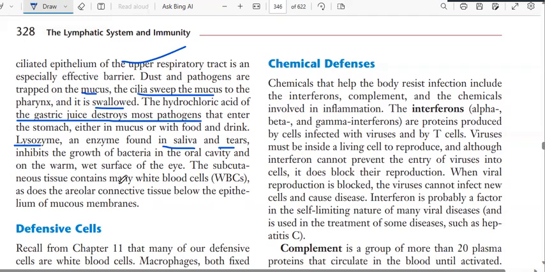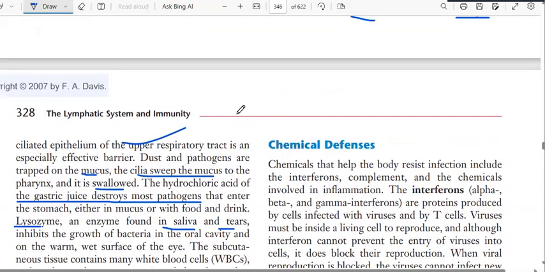The subcutaneous tissue contains many white blood cells, as does the areolar connective tissue below the epithelium of mucous membrane. Like other barriers, in the respiratory tract we have ciliated epithelial cells, which are like a comb. Whenever dust, pathogen, anything enters, they are wiping it away.